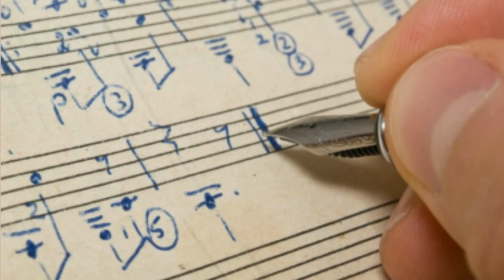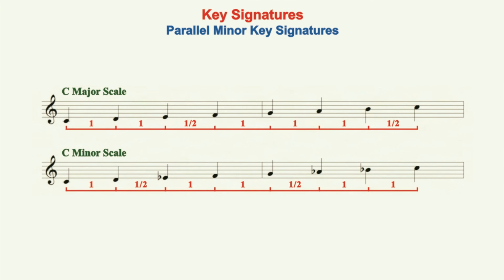Finally, we'll mention another kind of minor key that we call the parallel minor. As shown in the illustration, a C parallel minor starts on the same note as its C major cousin, but since it contains an E flat, A flat, and a B flat to distribute the half steps and whole steps correctly, it is required to use a different key signature.